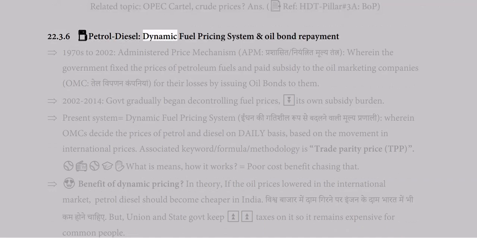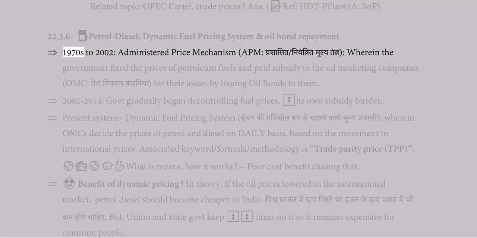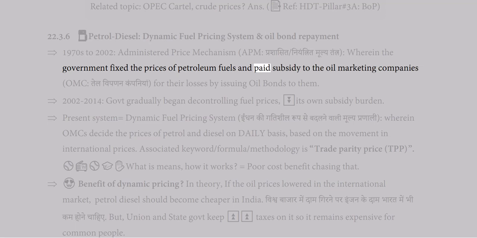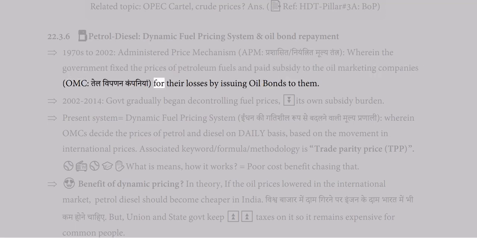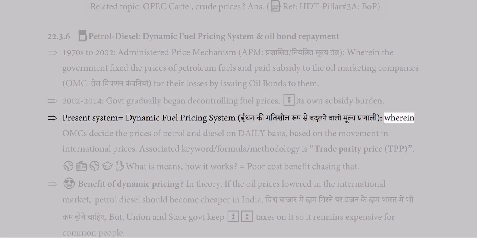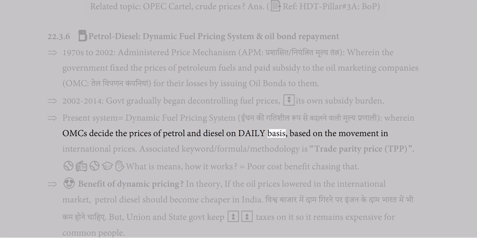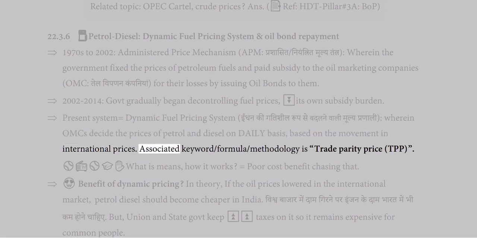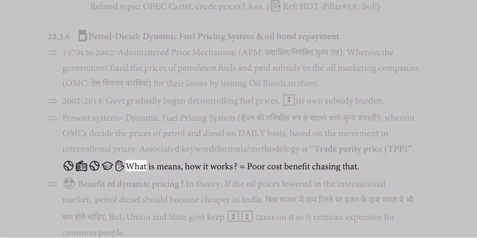2.3.6 Fuel pump: petrol, diesel, dynamic fuel pricing system, and oil bond repayment. From the 1970s to 2002, the administered price mechanism, APM, was in place, wherein the government fixed the prices of petroleum fuels and paid subsidy to the oil marketing companies, OMCs, for their losses by issuing oil bonds to them. From 2002 to 2014, the government gradually began decontrolling fuel prices, reducing its own subsidy burden. The present system equals dynamic fuel pricing system, wherein OMCs decide the prices of petrol and diesel on a daily basis, based on the movement in international prices. Associated keyword, formula, methodology: trade parity price, TPP. What it means and how it works equals poor cost benefit chasing that.